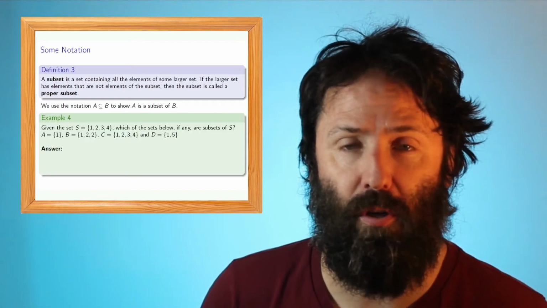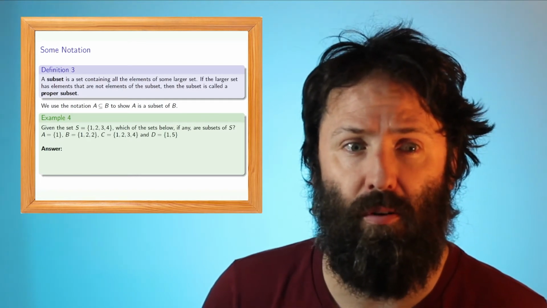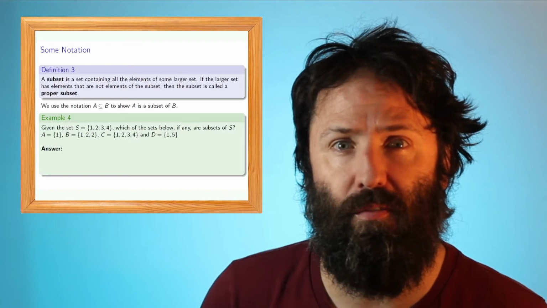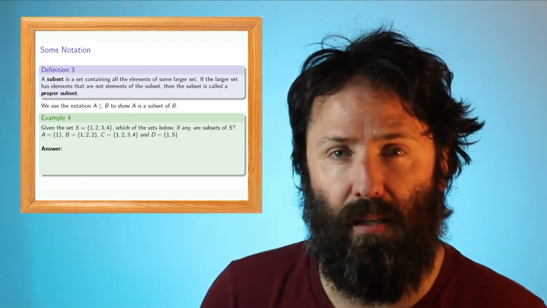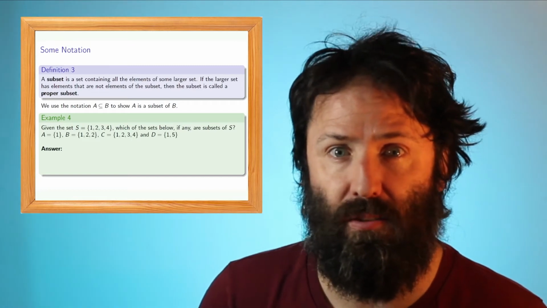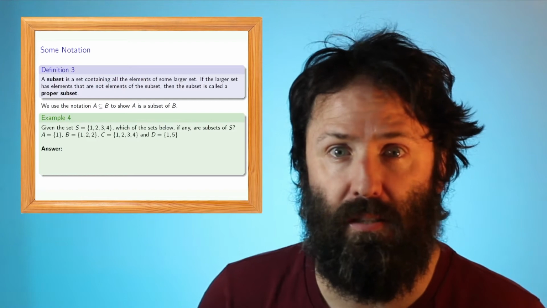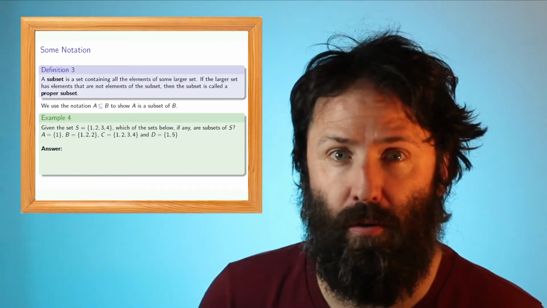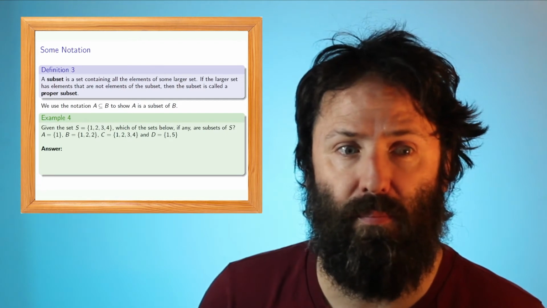Here's an example. So I've got this set S, which contains 4 objects, 1, 2, 3, and 4, and we want to know which of the 4 other sets is a subset. Okay, so if I look at A, it has the number 1 in it, and that's it. And that's one of the elements in S, so it's a subset. It doesn't have anything else in it, just the number 1. So since it's part of S and it doesn't have anything else in it, that's a subset.